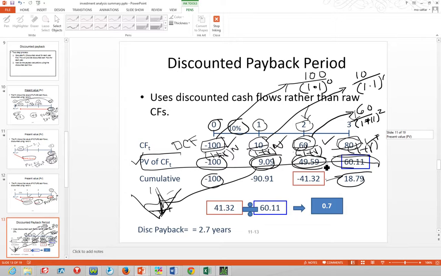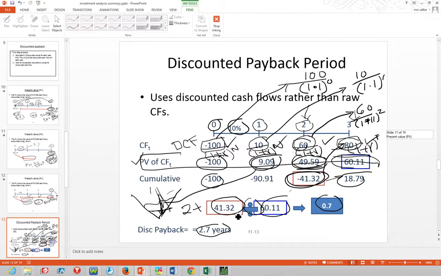So we need 41.32. We need 41.32 from 80 that is going to be created next year. So that will tell us what fraction of next year we will need. So the answer will be 2 plus 41.32 divided by 60, which is 0.7. So the payback is 2.7 years.